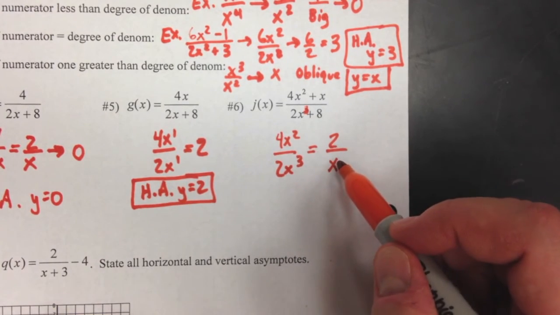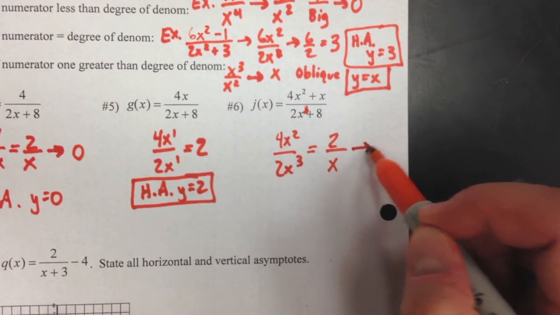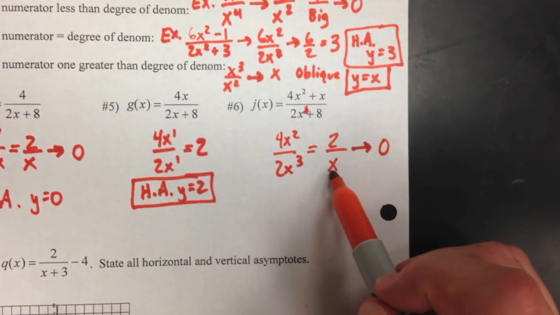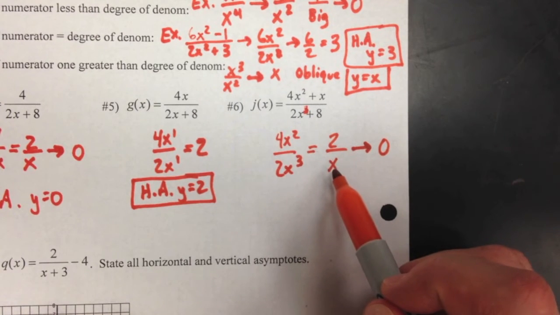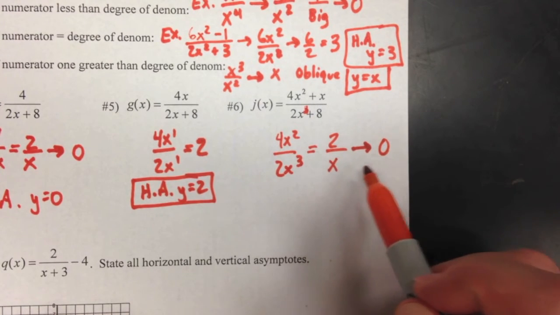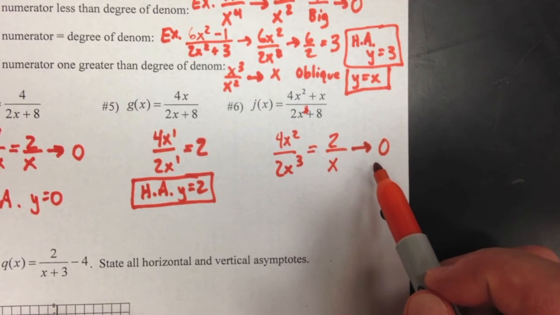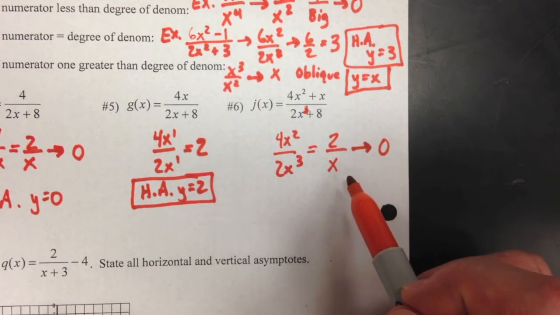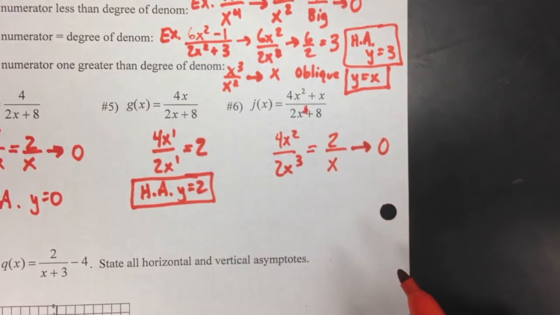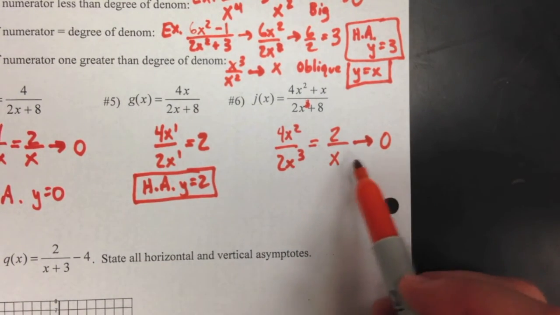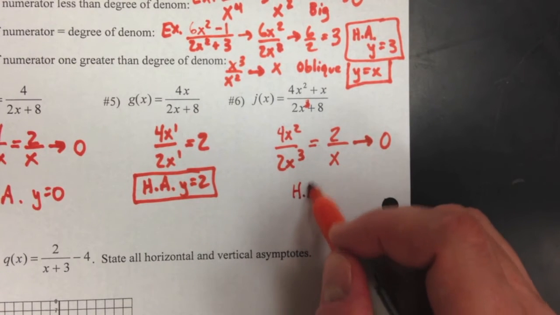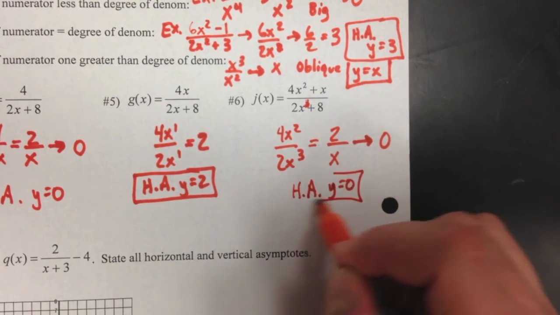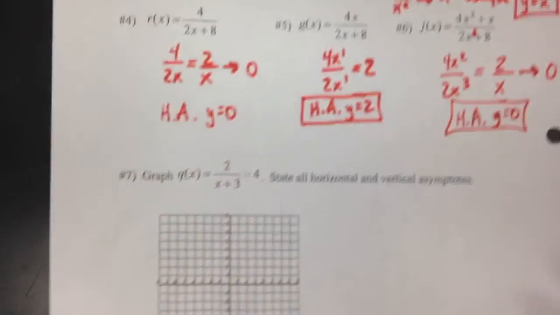But 2 over x, again, that's going to approach 0 eventually. If you plugged a million in here, 2 divided by a million is basically 0.000 and so on. It's basically 0. Now imagine putting in a trillion, and you're going to infinity. Same thing with negative infinity. Okay? So those are going to give you your horizontal asymptotes. y equals 0.